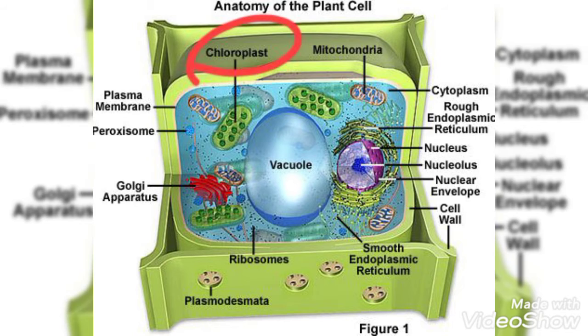Chloroplasts contain a green pigment that traps sunlight and converts it into sugars by a process called photosynthesis. The sugars are a source of energy for the plants and the animals that eat them. Cell wall is the rigid outermost layer of a plant cell. It makes the cell stiff, providing the cell with mechanical support and giving it protection.